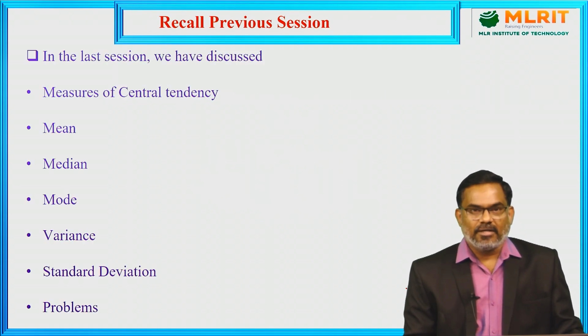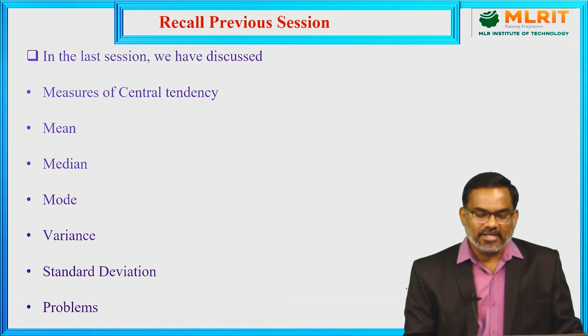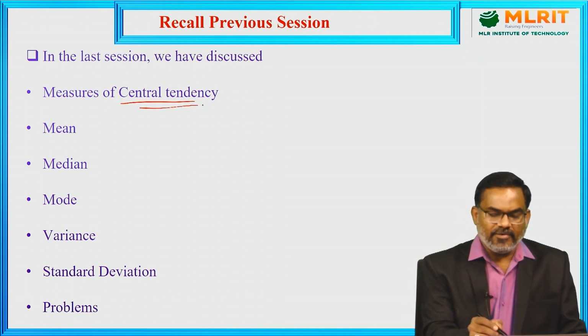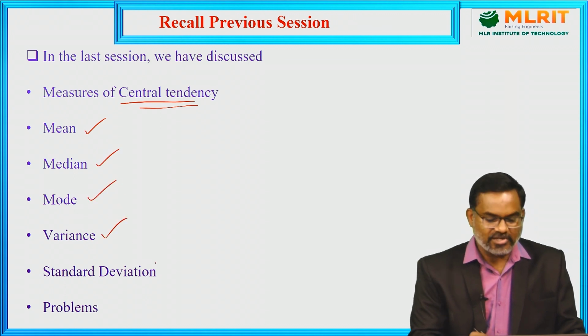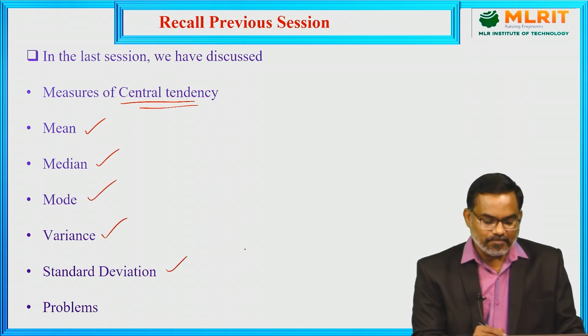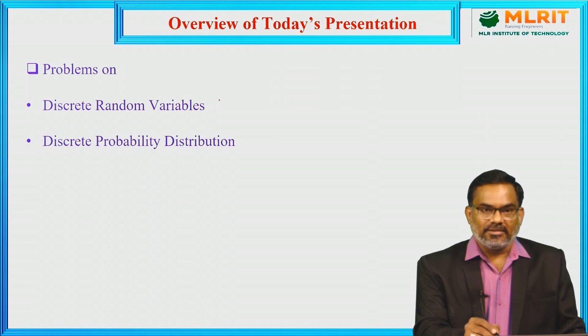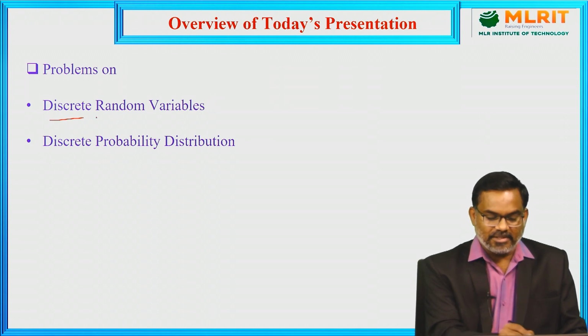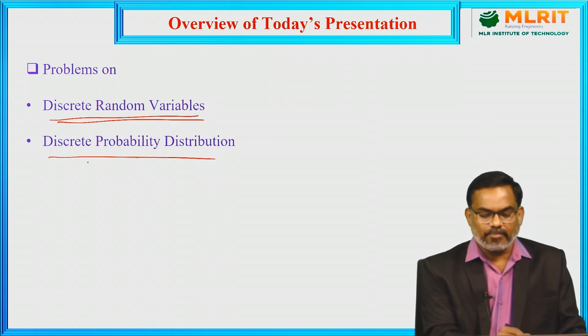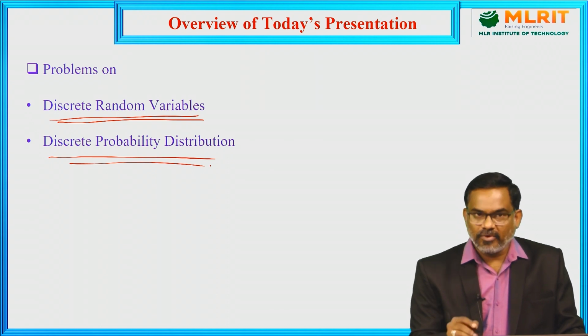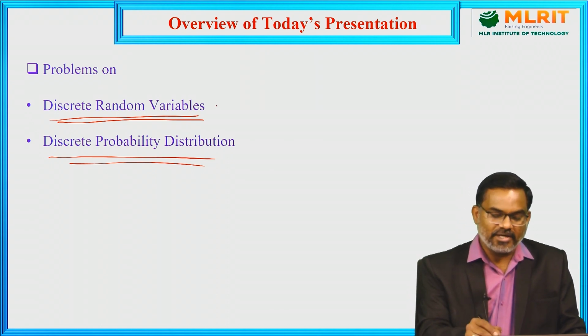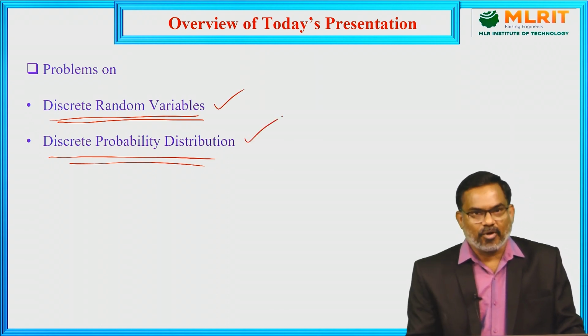Coming to the last session, we have discussed measures of central tendency, the definitions of mean, median, mode, variance and standard deviation, and some problems on probability distributions. Today's presentation deals with discrete random variables and discrete probability distribution. So, we will discuss some problems on discrete random variables and discrete probability distributions.